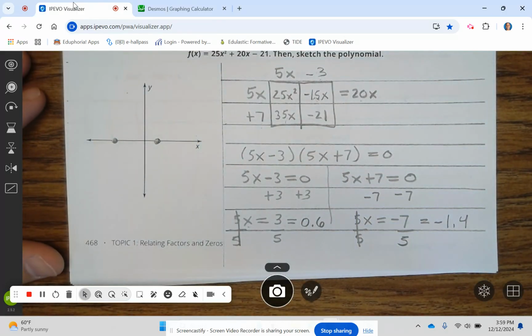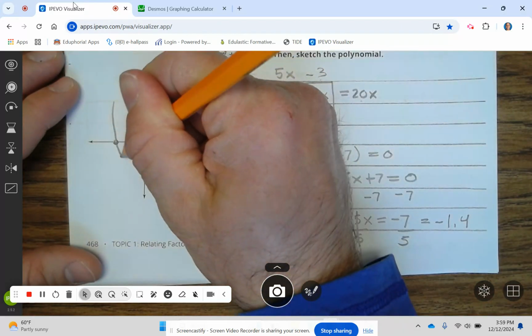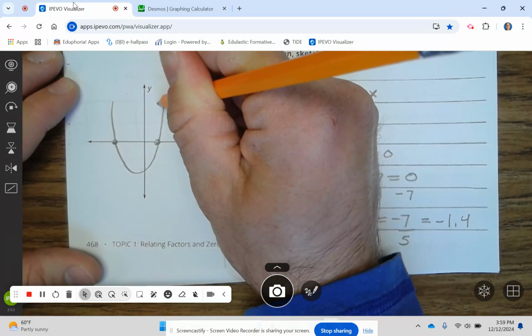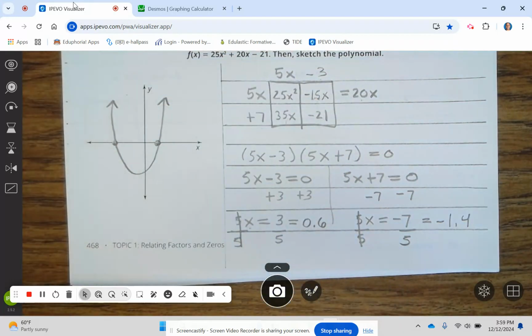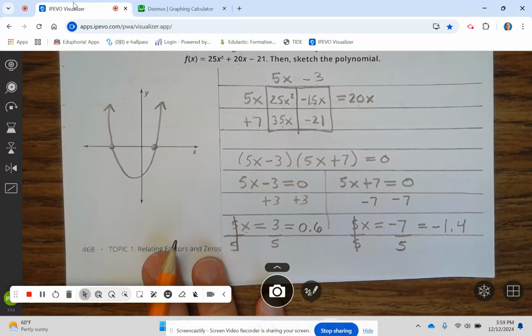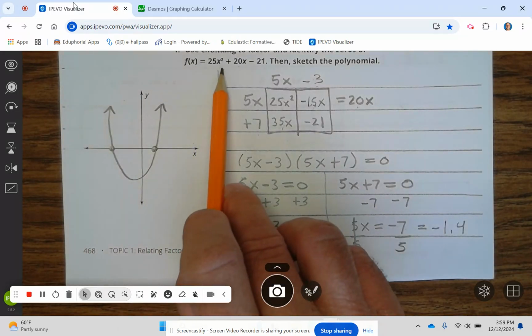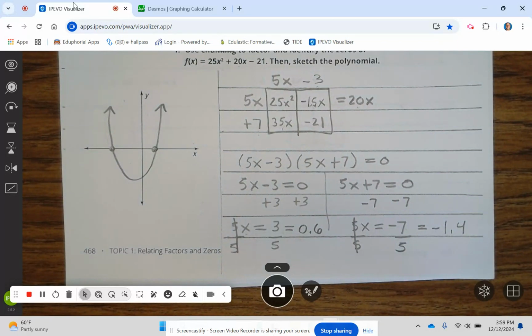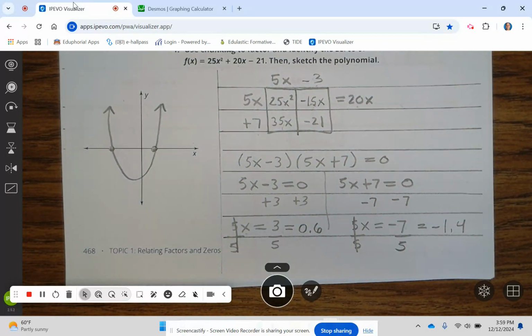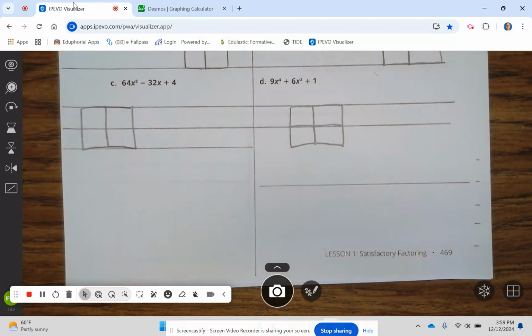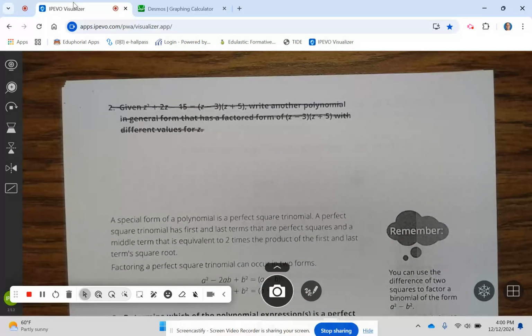Okay, and then we'll sketch our graph, which is this. All right, go ahead and finish up number 1. And if you wanted to verify the graph is correct, you could graph this in Desmos. All right, let's take a look at the next page. All right, go ahead and mark out question number 2.